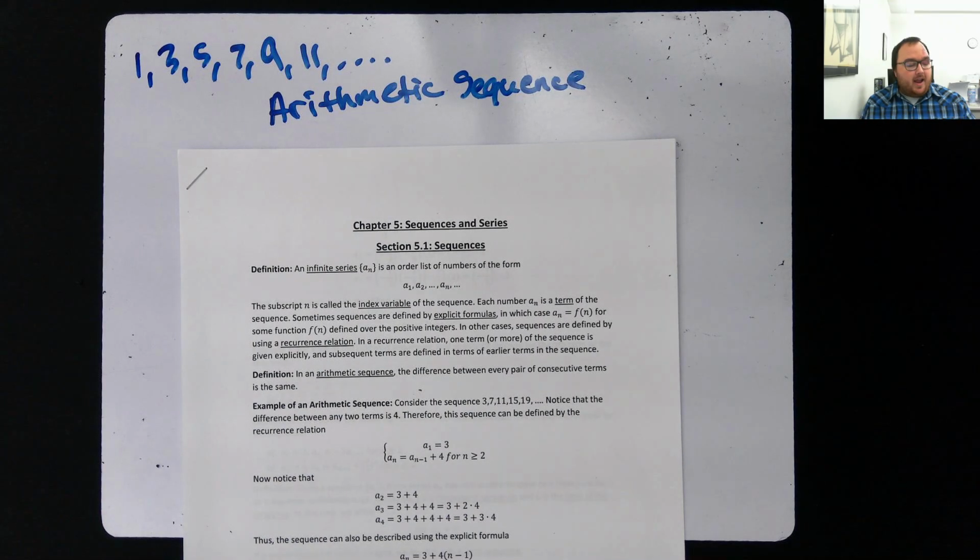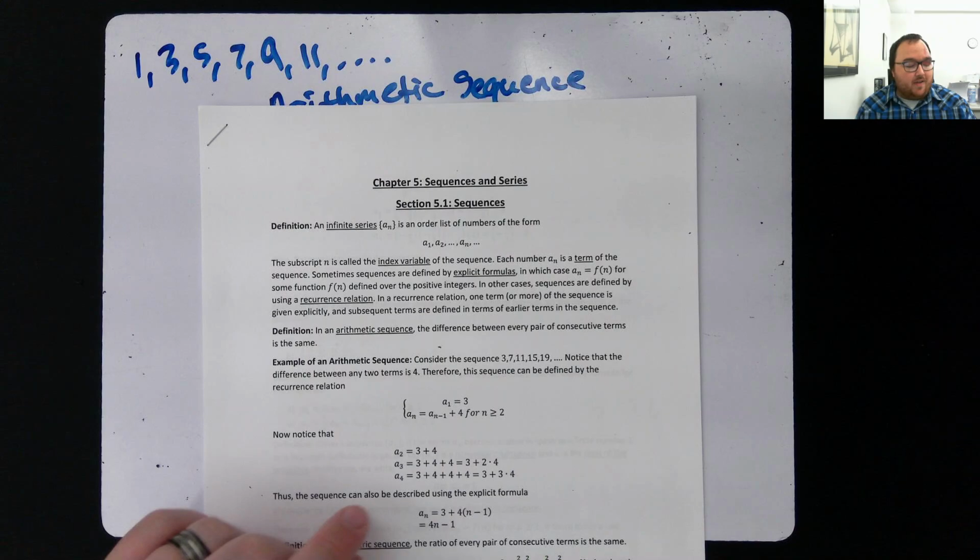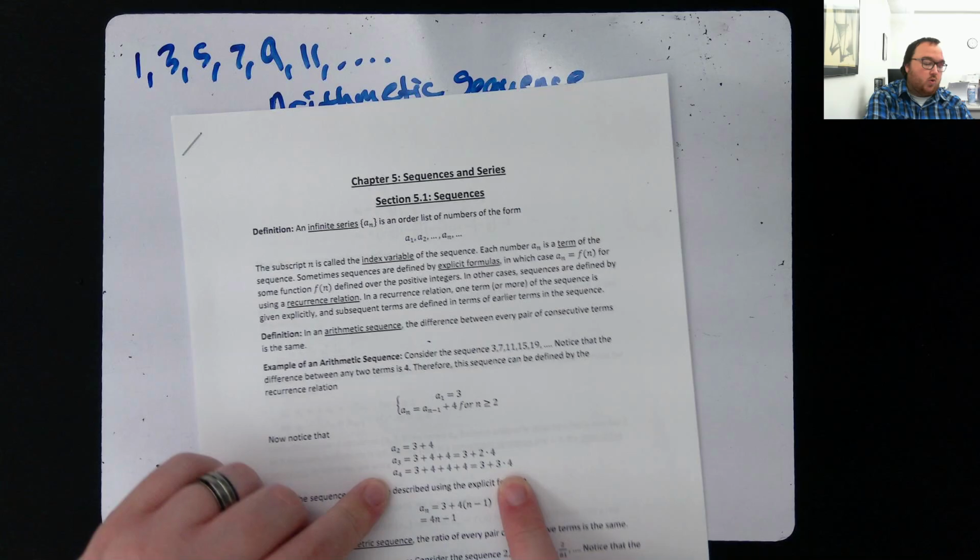Now, notice that a2 would be 3 plus 4, right? Because I'm going to add 4 for every term. And so a3 would be 3 plus 4 plus another 4. And then a4 would be 3 plus 4 plus 4 plus another 4. And I would do that on and on and on, right? So for a3, that's 3 plus 2 times 4. For a4, that's 3 plus 3 times 4.